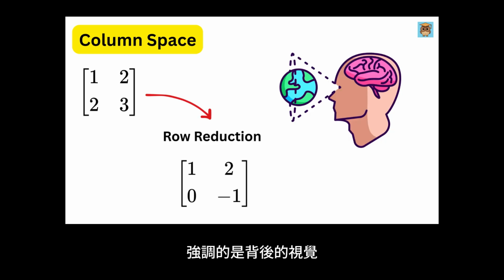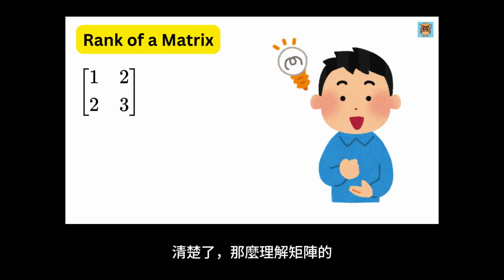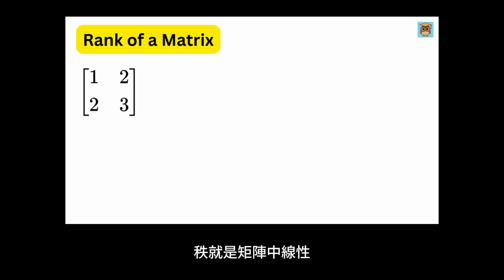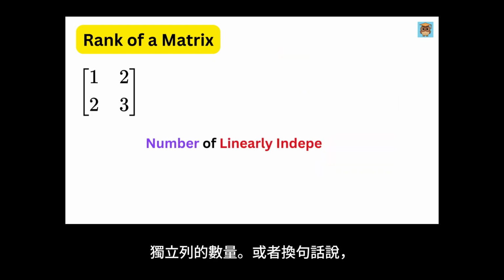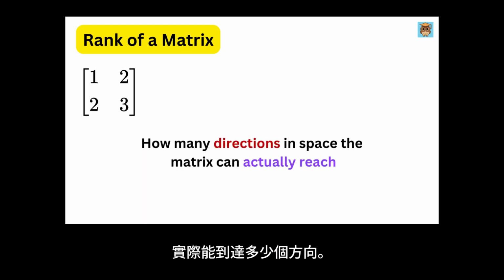Instead, what I want to emphasize was the visual intuition behind it. If the column space concept is clear, then understanding the rank of a matrix will be a piece of cake for you. Rank is simply the number of linearly independent columns in the matrix, or in other words, how many directions in space the matrix can actually reach.